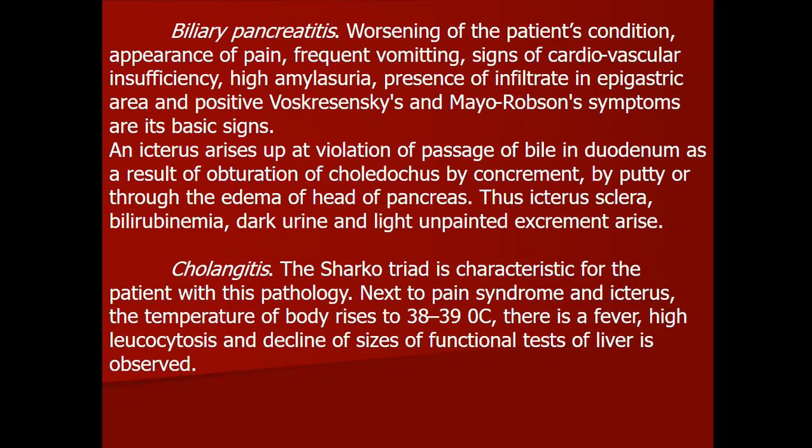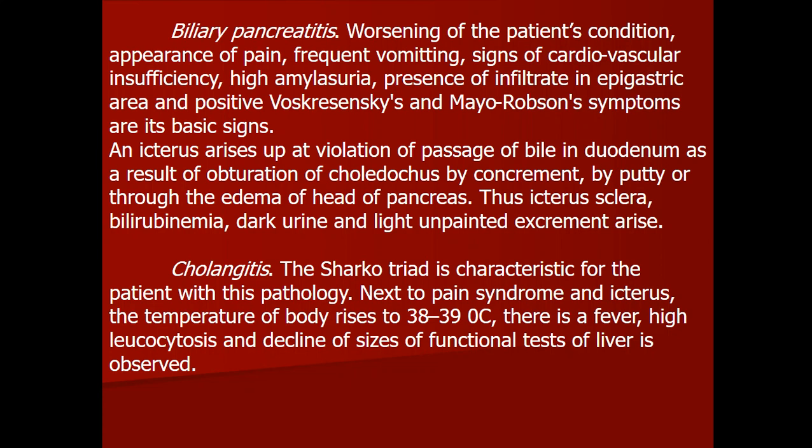An icterus arises at violation of passage of bile into the duodenum as a result of obturation of the choledochus by a concrement, by putty, or through the edema of the head of the pancreas. Thus icteric sclera, bilirubinemia, dark urine, and light unpainted excrement arise.